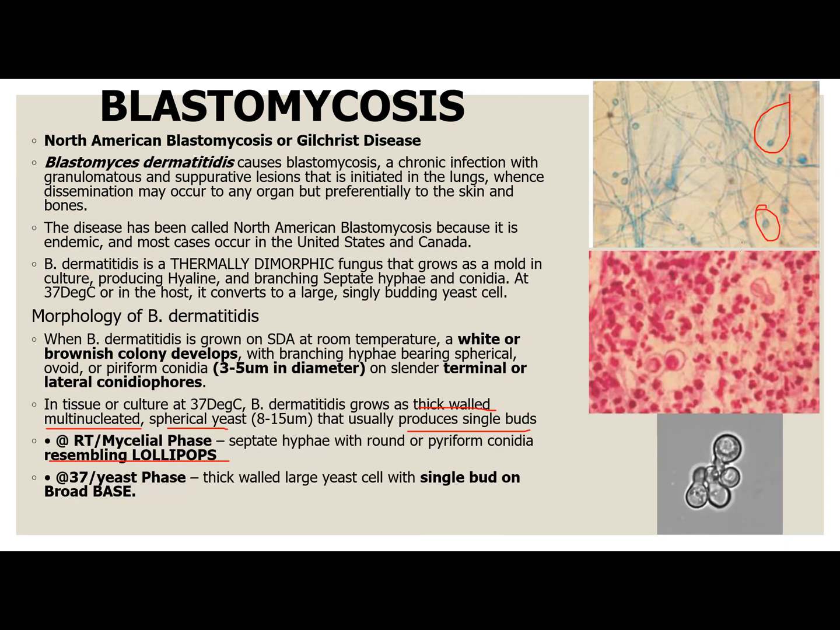Their conidia, they would resemble lollipops. Then for 37 degrees or the yeast phase, they would appear as a thick-walled large yeast cell with a single bud on a broad base. So makapal yung base niya, class, tapos magpuproduce lang siya ng single bud. So parang ganito. Yan. Then this is the single bud, class.